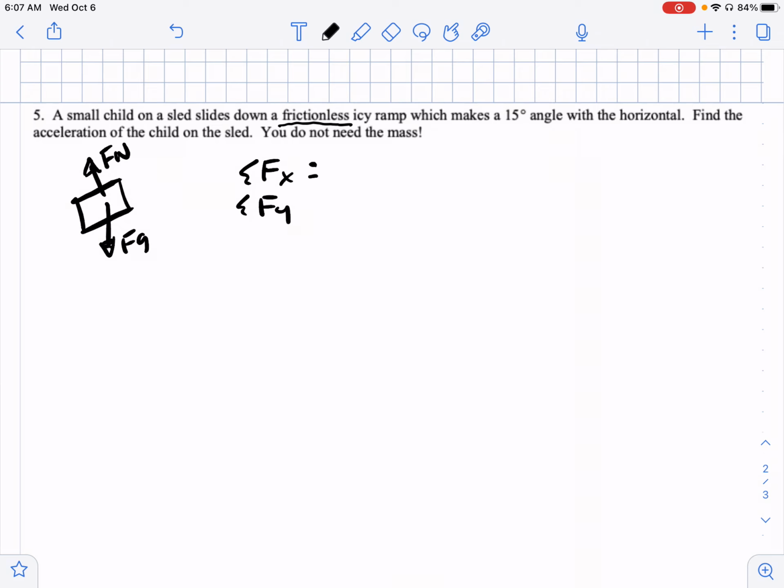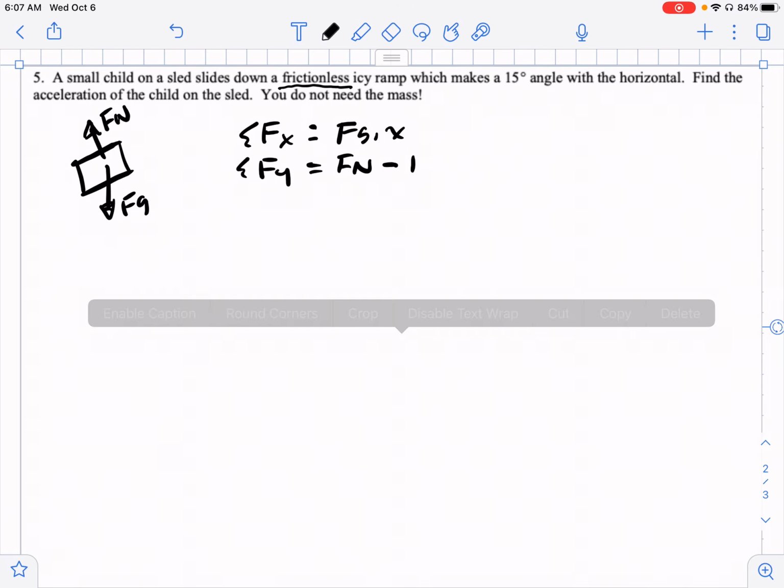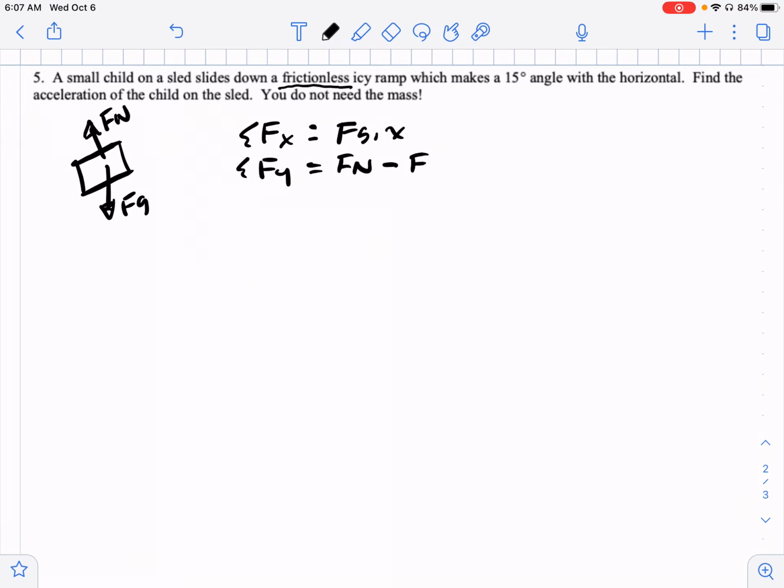In the x direction, all we have is Fgx. And then in my y direction, we have our normal force minus my Fgy, and that's equal to 0. So there's my two net force equations. And remember, the problem is telling me to find the acceleration. So we're going to focus on our net force equation in the x direction.